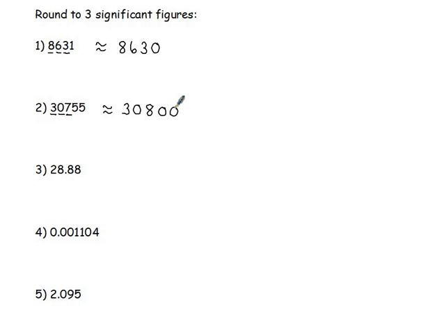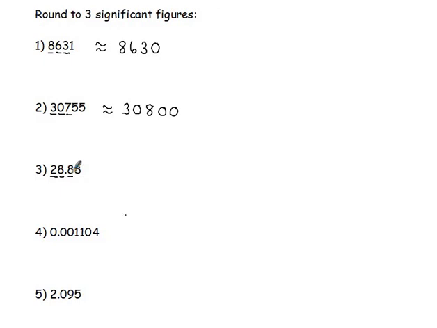Question 3 then, so we've got 28.88. So again, rounding to 3 significant figures. So our first significant figure is our 2 in our tens, and our second is our 8 in our units, and our third is our 8 in our tenths. It doesn't matter that you're going past that decimal point, it doesn't make any difference. It's the first 3 most valuable numbers, the ones that represent the number the best. So you've got 28.8 as your 3 significant figures.